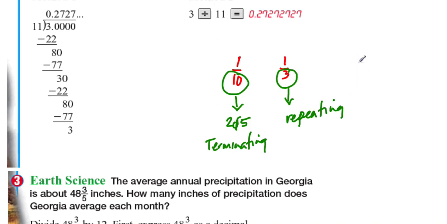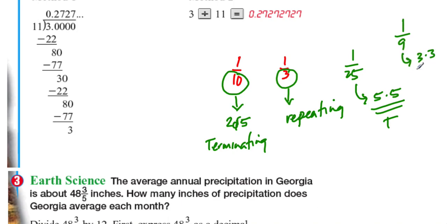So for example, I give you a fraction 1 over 25. 1 over 25, the prime factorization of 25 is 5 times 5. Therefore, this is a terminating decimal. Okay, 1 over 9, the prime factorization of 9 is 3 times 3. Okay, not anywhere close to 2's or 5's. Therefore, this is a repeating decimal. And that's how you figure this one out.